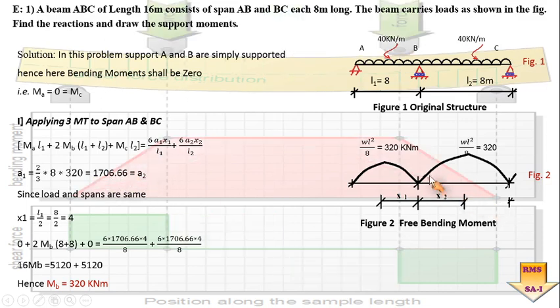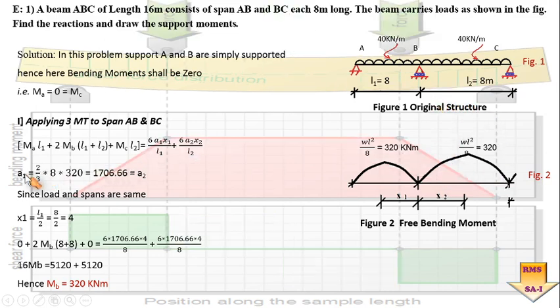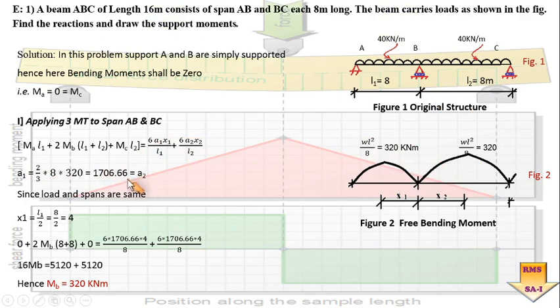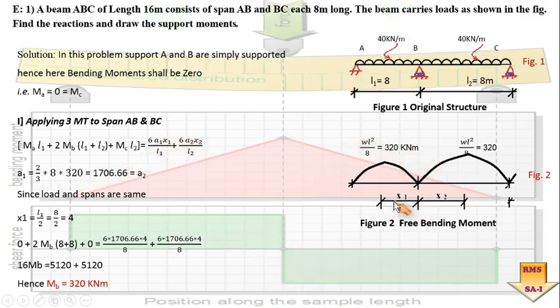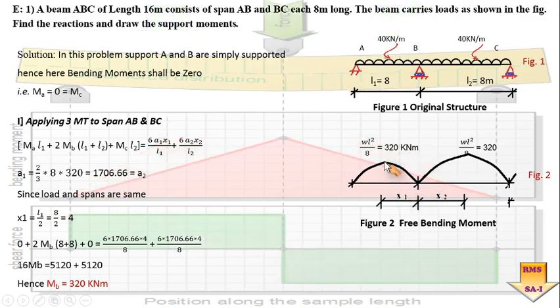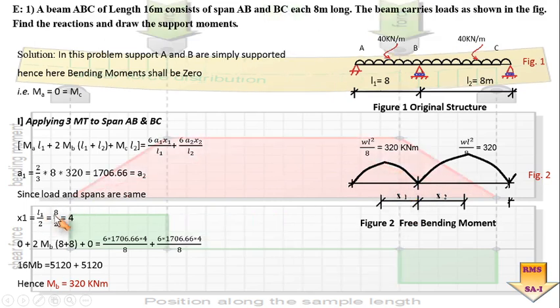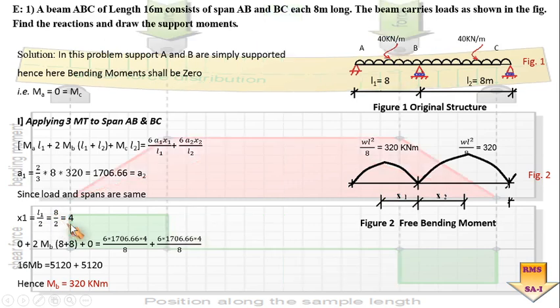Why is it so? Because the loading is the same as well as the span is also the same. So here we conclude first A1 is equal to A2 is equal to 1706.66. Now as far as the x1 value is concerned, earlier I told you this being a symmetrical figure, x1 will be L by 2. So putting the value, x1 is equal to 8 divided by 2 is equal to 4.